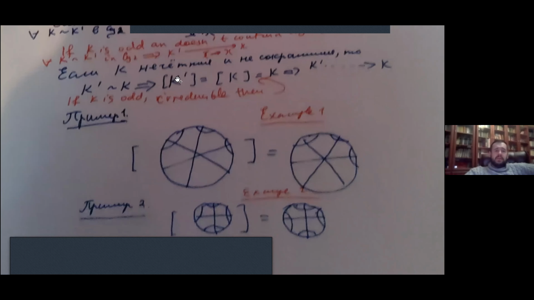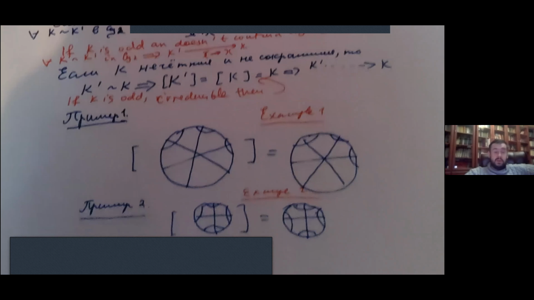And now examples. So here, example 1, we take the Gauss diagram like this, and it's readily seen that all crossings are odd, все перекрестки нечетные, поэтому скобка от этой диаграммы равна этой же диаграмме. И второй пример такой же, то есть скобка от этой диаграммы равна этой же диаграмме.